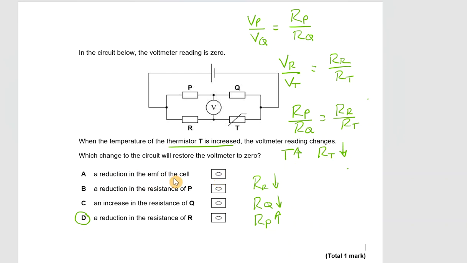A reduction in the EMF of the cell? No, that wouldn't work. That wouldn't restore these ratios at all. A reduction in the resistance of P? No, we said we needed an increase in the resistance of P. An increase in the resistance of Q? No, we said we needed a reduction in the resistance of Q. A reduction in the resistance of R? Yes, a reduction in the resistance of R will restore the ratios.